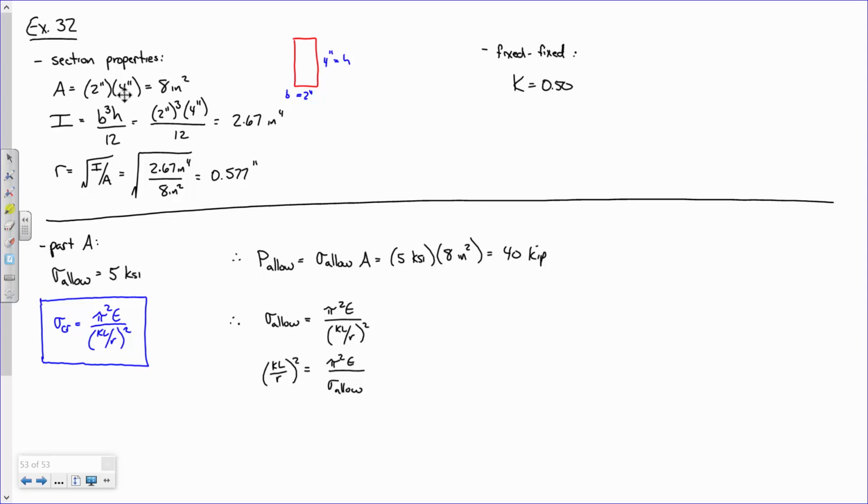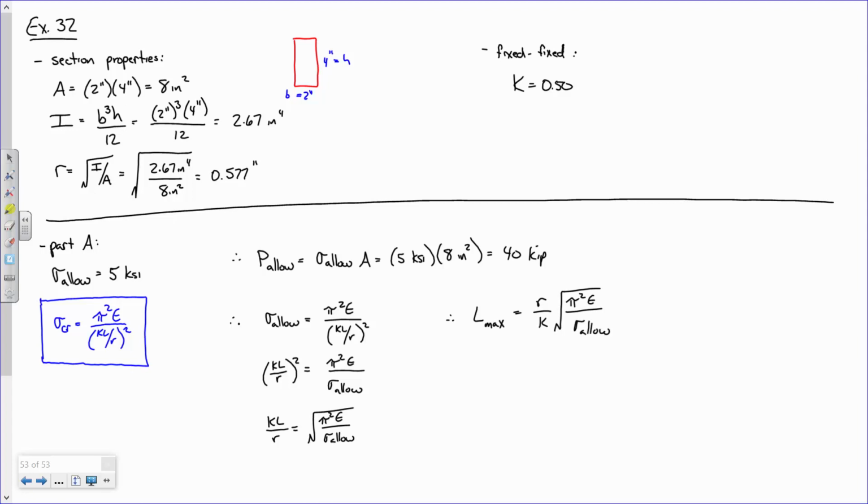Why don't I then take the square root? I can do that, right? And then I'm solving for the length, so what do I do? I flip the R and the K. So therefore, the length, and what this basically is a maximum length, and we'll explain why it's a maximum length here in a second, is R over K times the square root of pi squared E over sigma allowed.